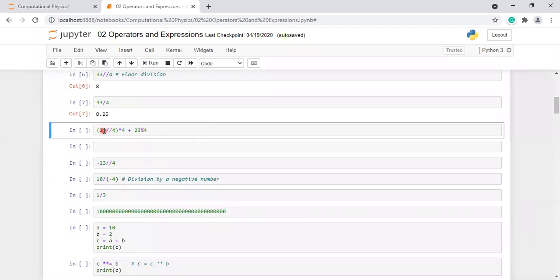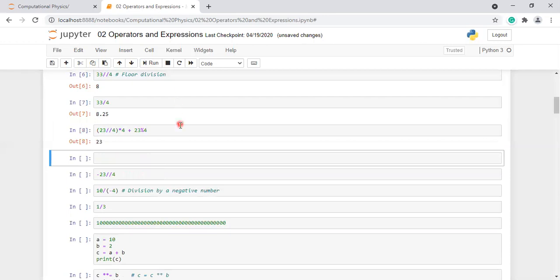Okay, this is a simple formula. 23 // 4 will give you 5, and 5 times 4 is 20, plus 23 % 4 which is 3. This will give you 23 again. Let me run this cell.